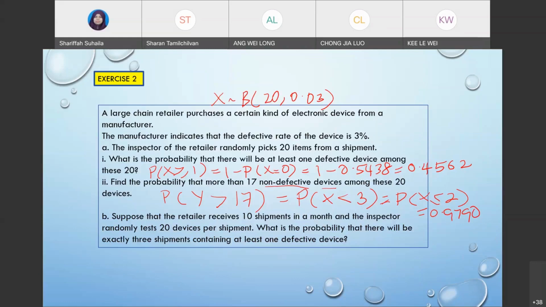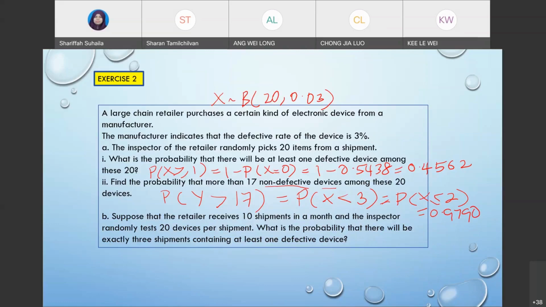Okay. Because the first part, the X is the number of defective devices. For the second question, we want to find non-defective. So we just change to Y. So Y represents the number of non-defective devices. So probability Y greater than 17.